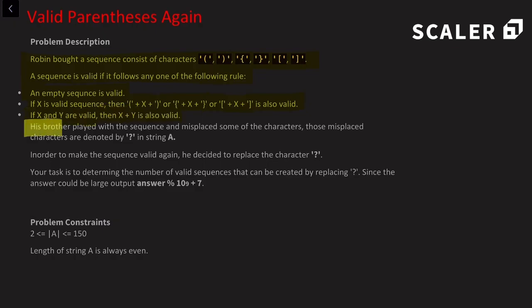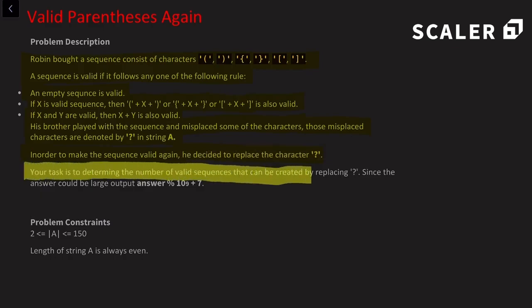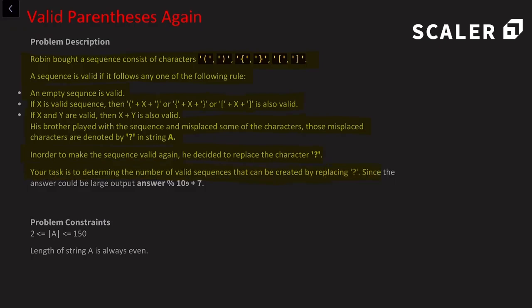Fine. His brother played with the sequence and misplaced some of the characters. Those misplaced characters are denoted by a question mark in string A. In order to make the sequence valid again, he decided to replace the question marks. The task is to determine the number of valid sequences that can be created by replacing the question marks. Since the answer could be large, output the answer modulo 10 raised to the power 9 plus 7. The problem constraints are that the length of A can vary from 2 to 150 and the length of string A is always even.